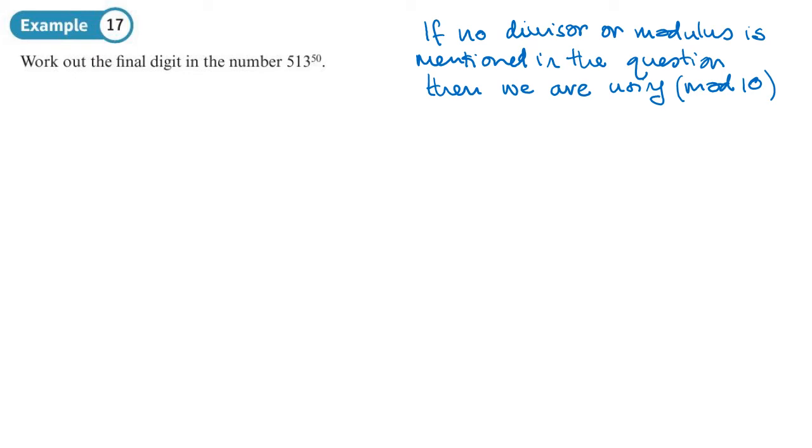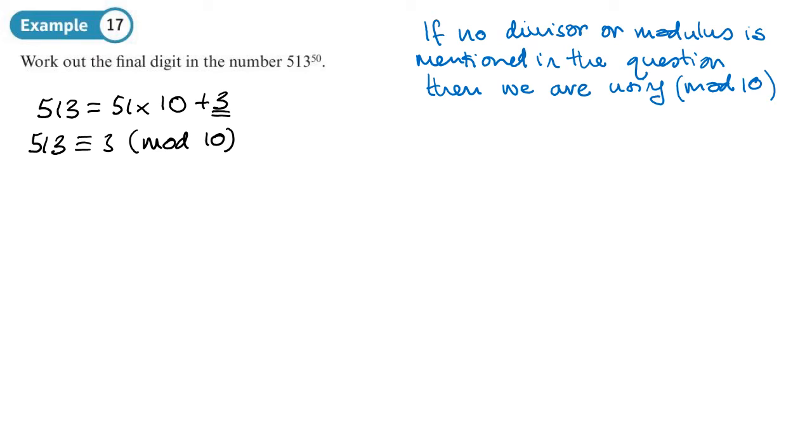So the first thing we're going to do is write that number in modulus 10. So we start with the 513. Don't start with the powers or anything like that. So 513 divided by 10, well, that's going to be 51 times 10 plus a remainder of 3, which means 513 is congruent to 3 in modulus 10.